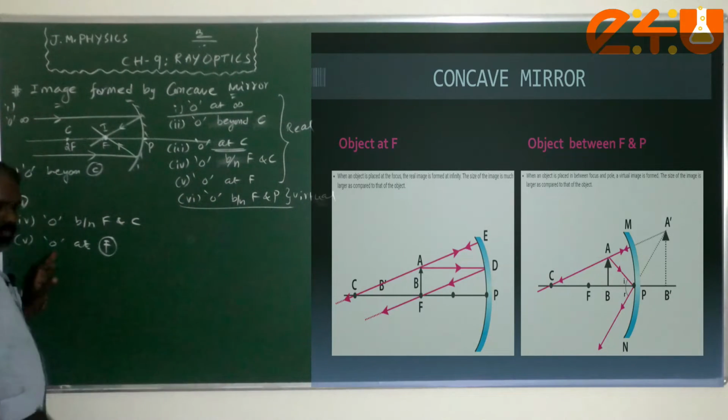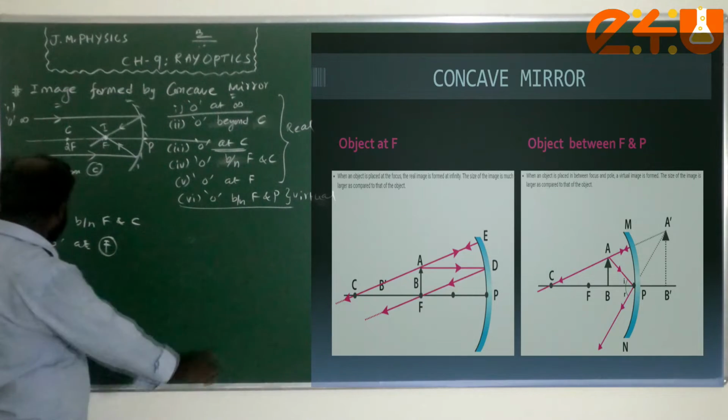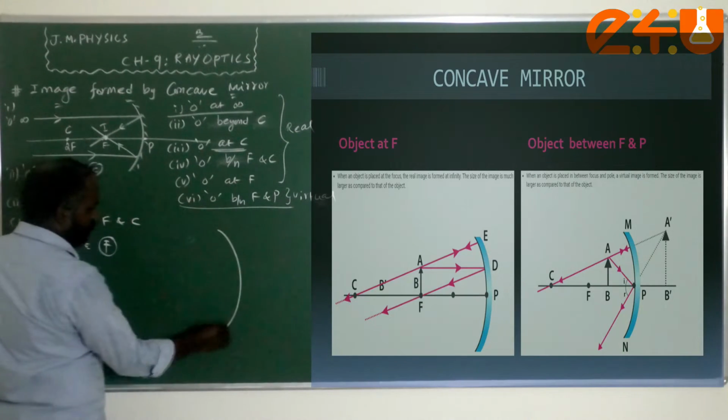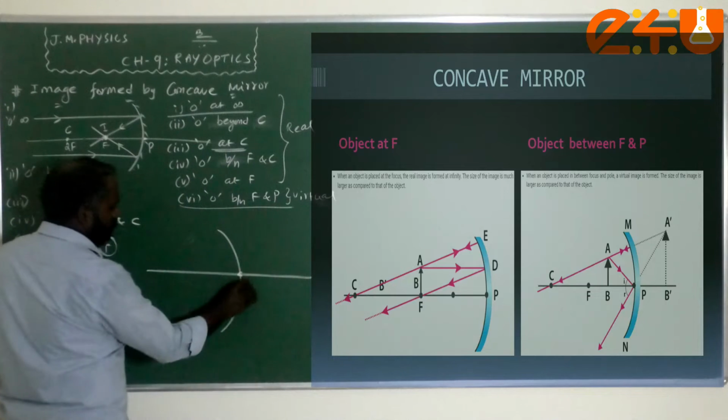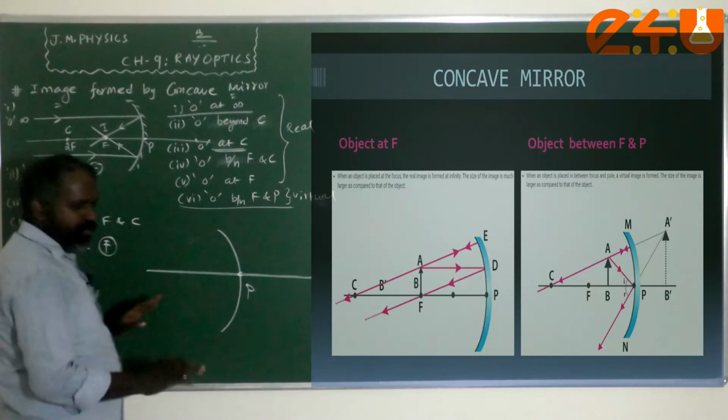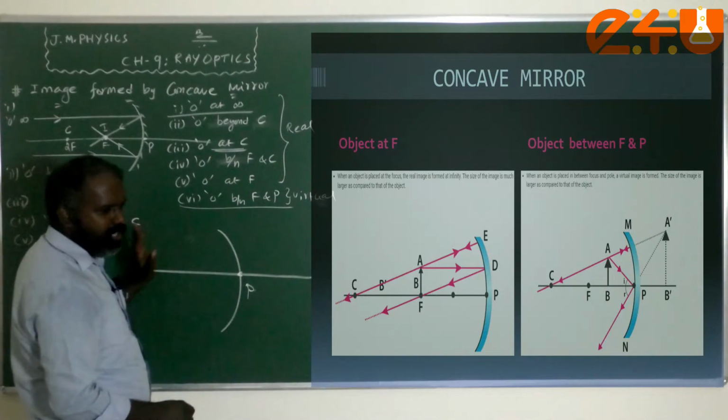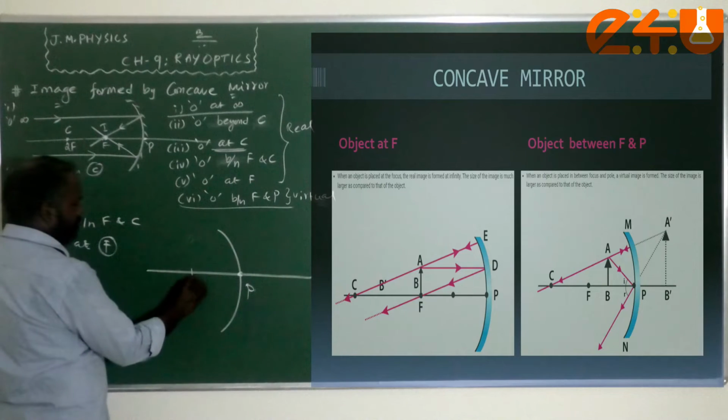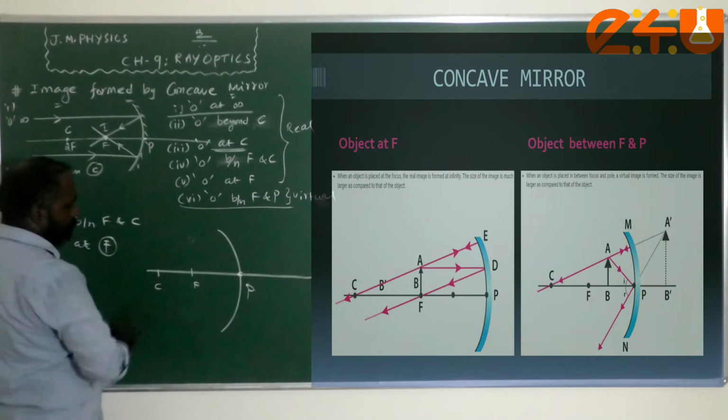When the object is placed between P and F, you just see that. As we said, it is very simple, no need to memorize anything, just apply any two rules, what we learnt in the previous lecture.